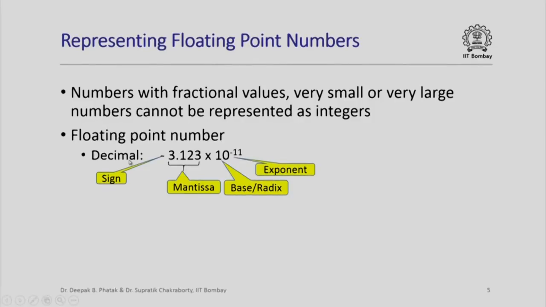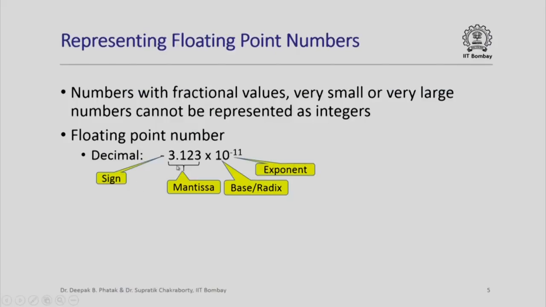Now, there is nothing sacrosanct about representing floating point numbers in decimal notation. We could also use binary notation, where the mantissa would be a binary representation, the exponent would be a binary representation, and the base would be 2. In this decimal representation, if I look at the mantissa 3.123, it is basically saying 3 into 10 raised to 0 plus 1 into 10 raised to minus 1 plus 2 into 10 raised to minus 2 plus 3 into 10 raised to minus 3, and of course, there is a minus sign because we have the minus sign here.